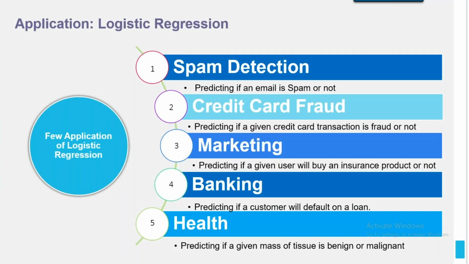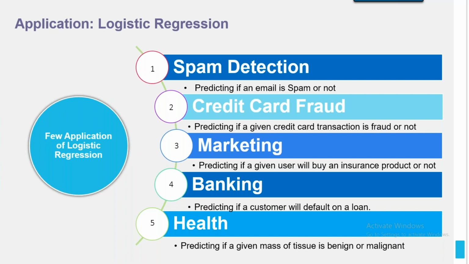Now, to understand where to use logistic regression, I'm giving you a few simple applications in which we use it. Definitely when you learn in detail, you can find out much more, including the backend mathematics behind logistic regression. Another example is spam detection, where you are predicting whether your mail is spam or not. This is a very simple example. Another is credit card fraud, in which you are predicting whether a given credit card transaction is fraud or not.